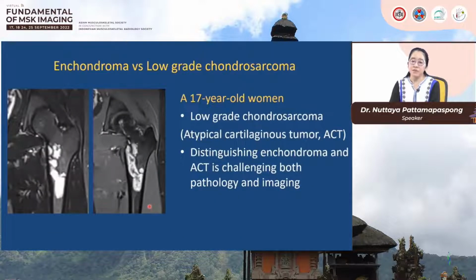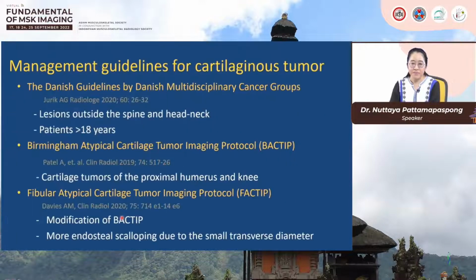But the lesion will be very difficult to distinguish enchondroma from low-grade chondrosarcoma. And right now we call it a typical cartilaginous tumor, both for pathology and imaging finding, like in this case that turned out to be low-grade chondrosarcoma. Because of this, we have guidelines that recommend how to deal with this cartilaginous lesion. They are the NIST guideline, Birmingham guideline, and modified Birmingham guideline, particularly applied to fibular region lesion.